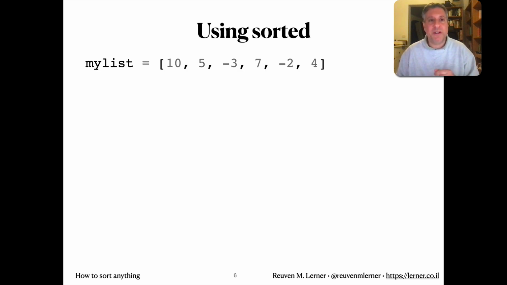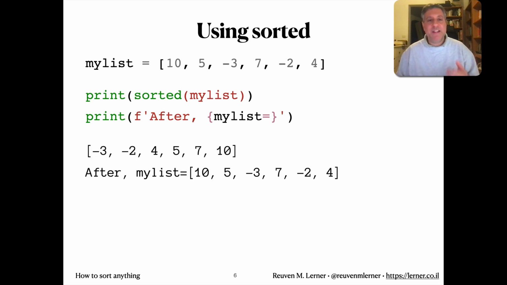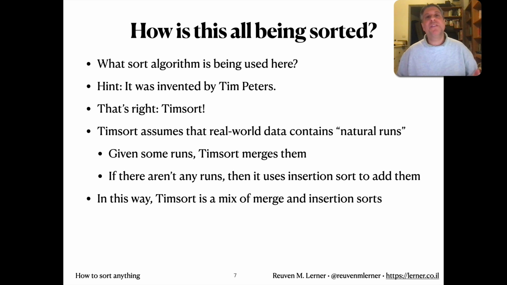So how are we going to use sorted? Let's say I have a list: 10, 5, -3, 7, -2, and 4. And I'm going to now print the sorted of my list. As I said, we're going to get a list back. So I'm going to print here after my list is. And so we're going to get a list back: -3, -2, 4, 5, 7, 10. It is sorted indeed from lowest to highest, but that is the list that we got back. The original list has not been changed at all. See, I promise.